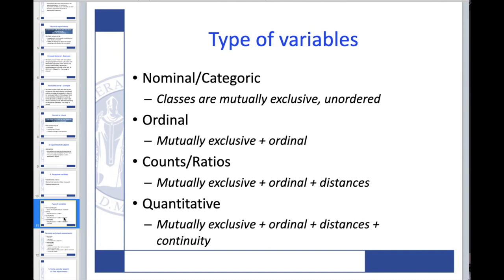These variables are rather common. Then we have ordinal variables. In this case, we have classes. They are mutually exclusive, and they are also ordinal. I mean, they can be put in order from the lowest one to the highest one.